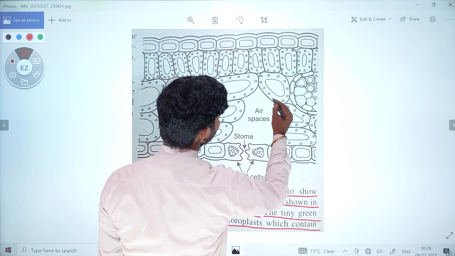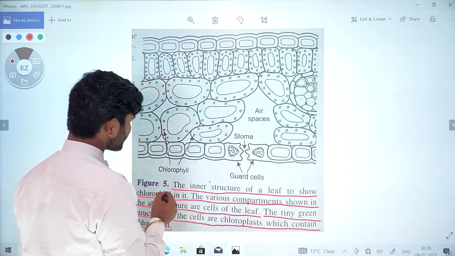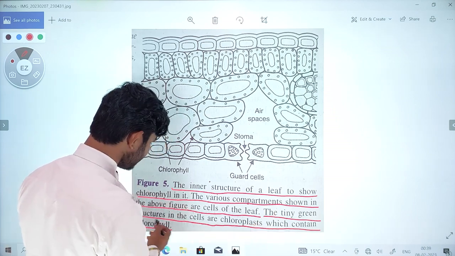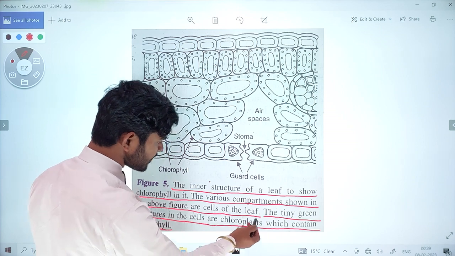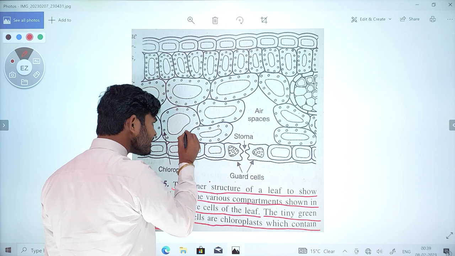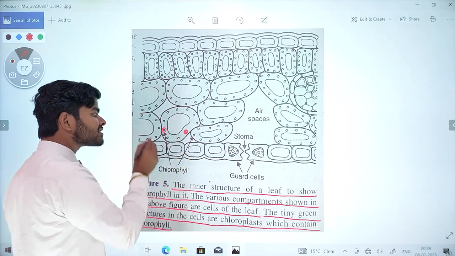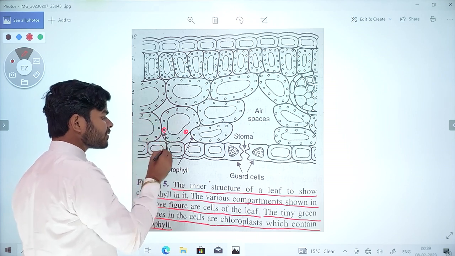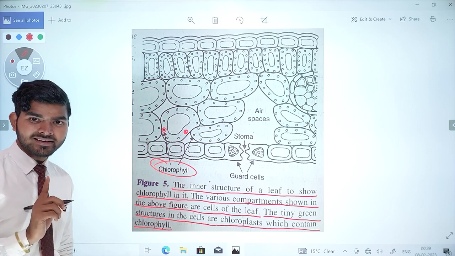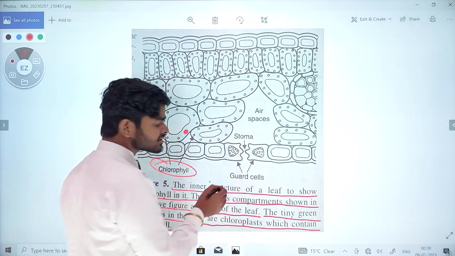Actually, these small particles are the chlorophyll. Okay then, but what is written here? The tiny green structures in the cells are chloroplasts which contain chlorophyll. Actually, this tiny structure is called chloroplast, and inside this chloroplast there is chlorophyll. Okay, now the concept will be clear.